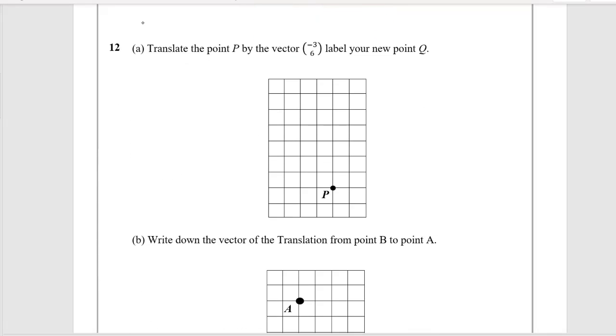Translate the point P by the vector -3 and 6. So -3 goes to the left, 1, 2, 3, and 6 up, 1, 2, 3, 4, 5, 6 over here. And your new point is Q.